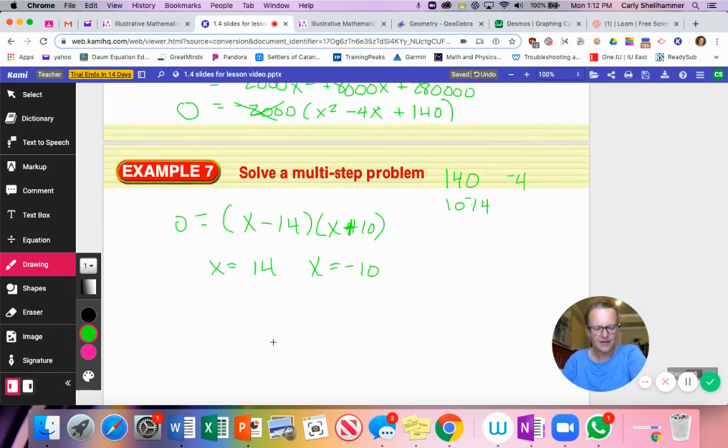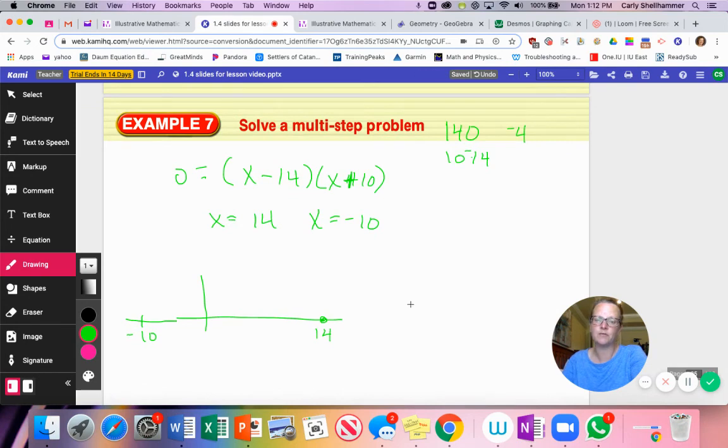All right, so we're trying to find what is the maximum annual revenue? So we know this crosses the axis at 14 and negative 10. The maximum is going to be halfway in between. So 14 plus negative 10 over 2 is 2. So at x equals 2 is my axis of symmetry. But what is the maximum?